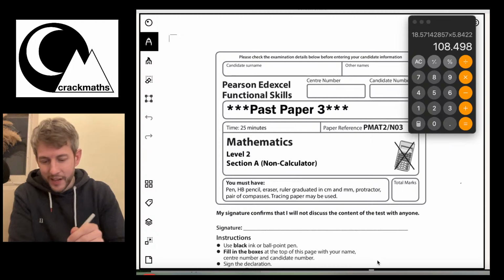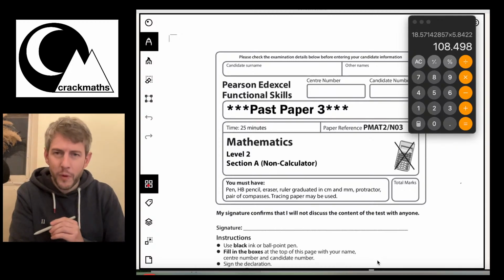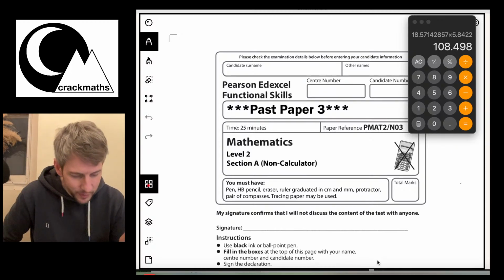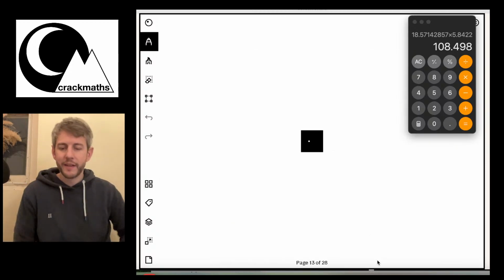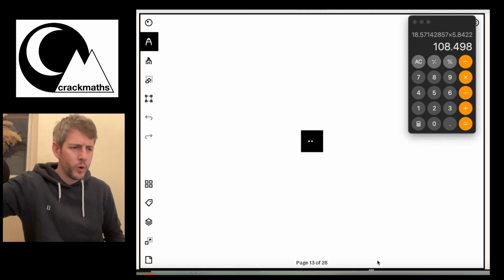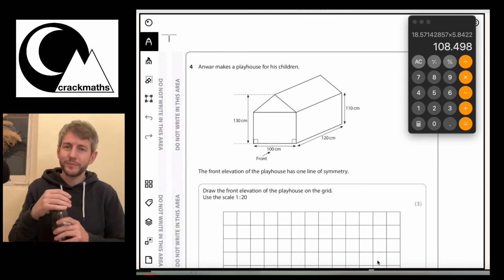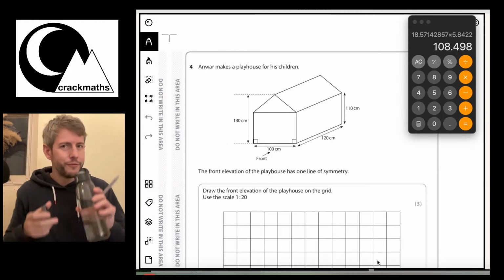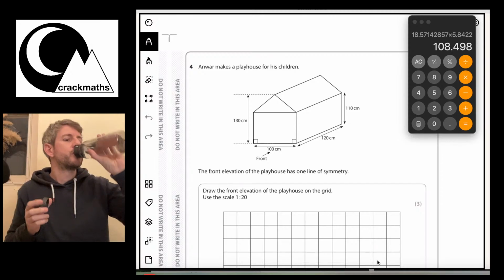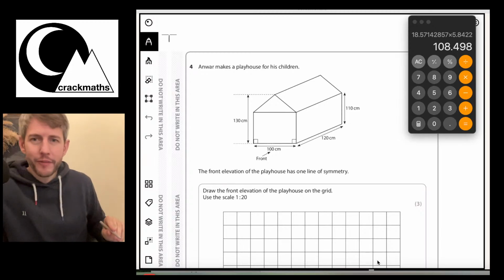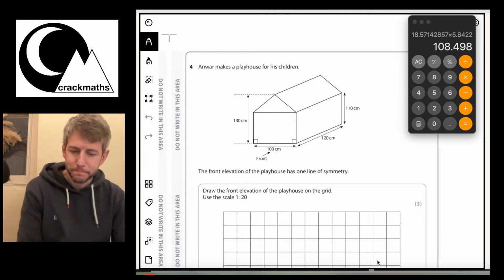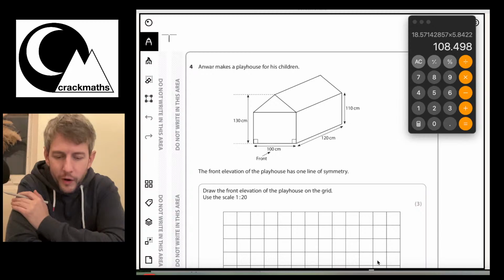Now, in this section, we're going to start off with question 4. So, anyway, let's start by having a read through what this is saying. It says here that Anwar makes a playhouse for his children.